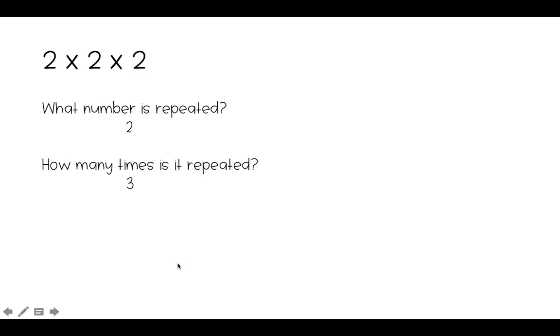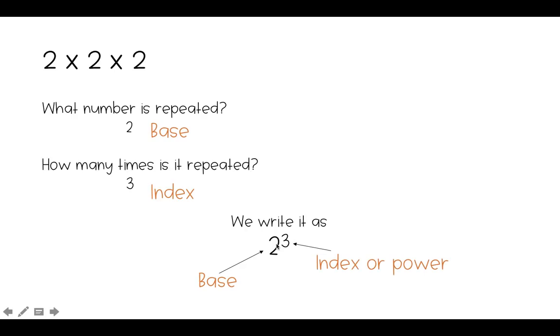Now, if we wanted to write this in index notation, we write it as a big 2 and a little 3 up in the top right of it. It's above it, a small 3. Now the number that is repeated, we call that our base, and the number that tells us how many times it's been repeated, we call that our index. So if we were to label this one, we have our base being our 2, and our index, or another word for it is power, is 3 here.